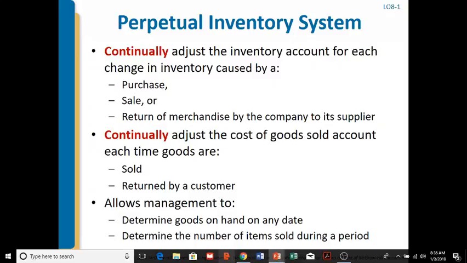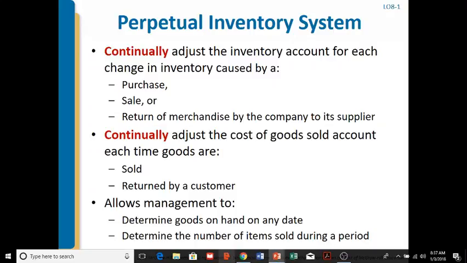As far as the related cost of goods sold account, each time goods are sold, it continually adjusts the CGS account for items sold as well as items that are returned by a customer.